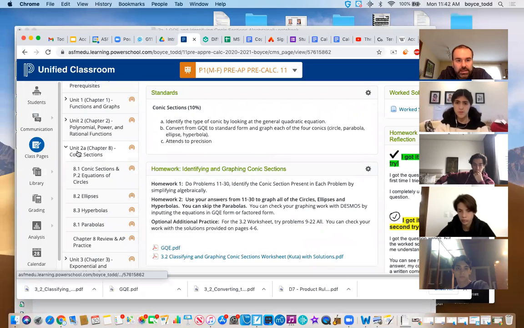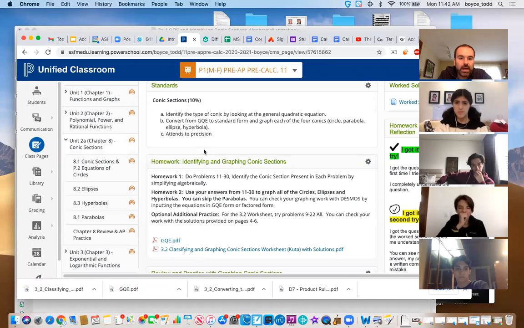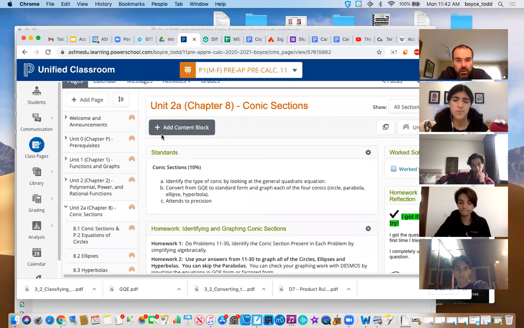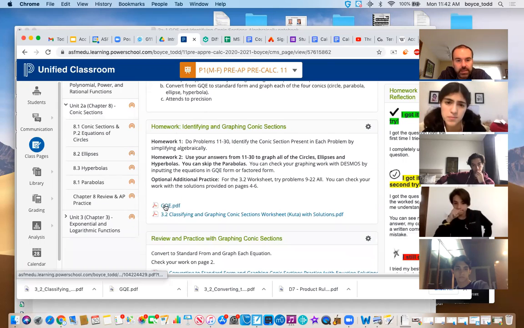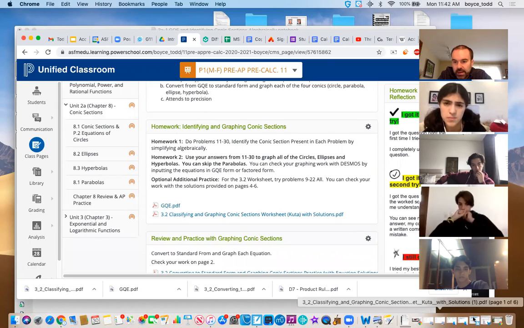So if you go to Unit 2A, I made this part called Conic sections. The chapters are not important to you anymore because you don't have the book. But if you go here, there's a homework. And this one, GQE, is general quadratic equations. It's just a long list of them.